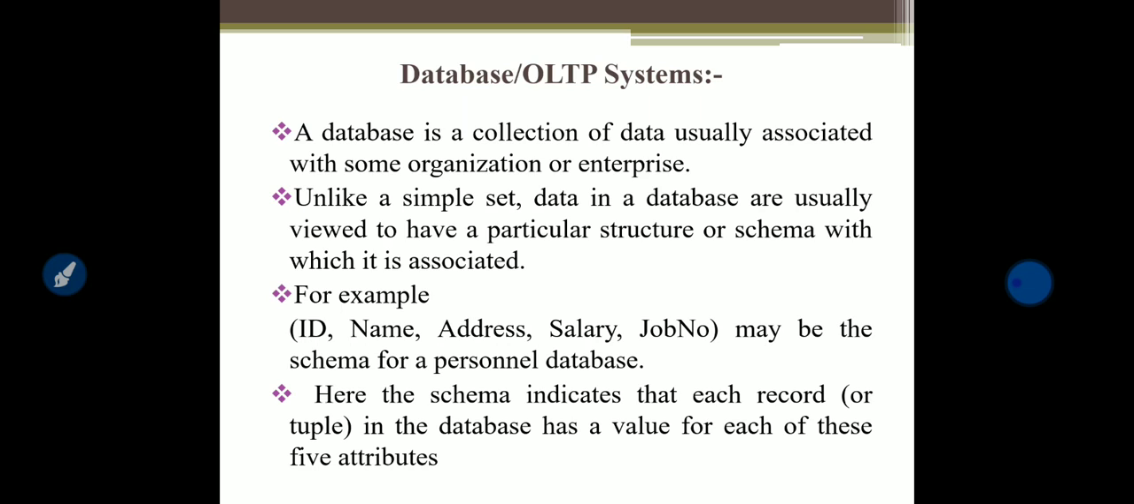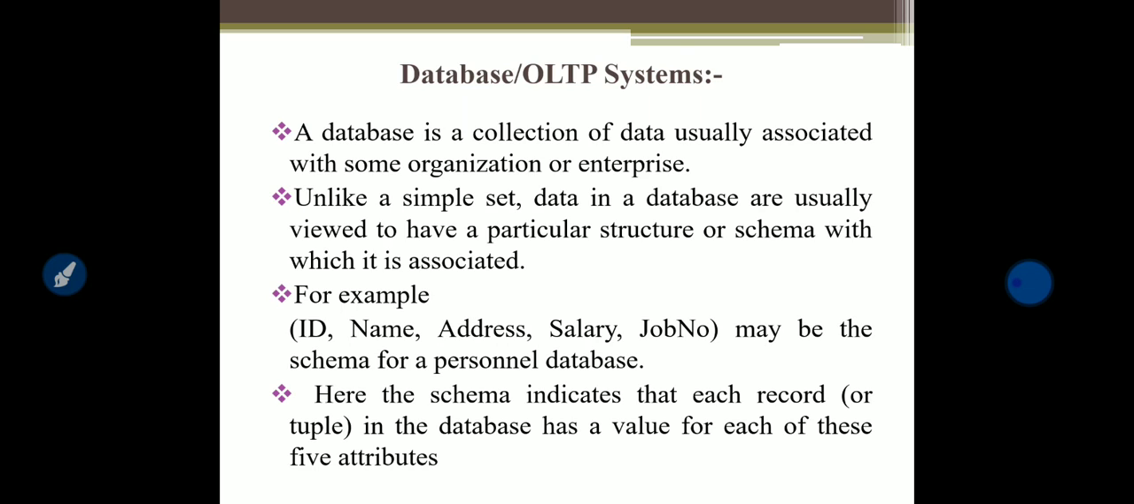Unlike a simple set, data in a database are usually viewed to have a particular structure or schema with which it is associated. For example, suppose we have a personal database schema which contains some fields or columns or attributes like ID of the employee, name of the employee, address of the employee, salary of the employee, and job of the employee. These attributes are all associated with the person called the employee. So it's a personal database schema.